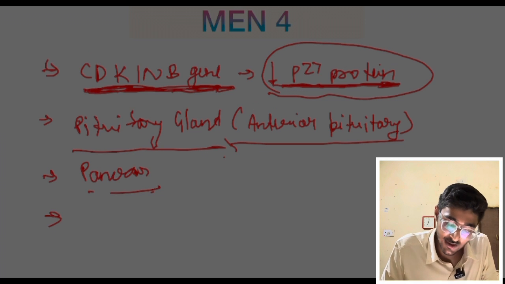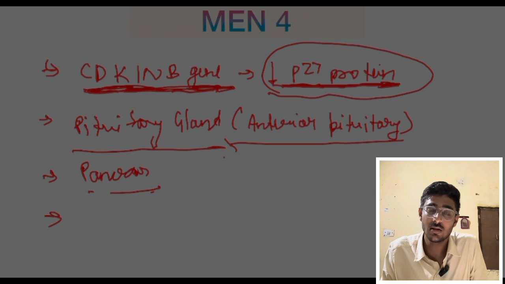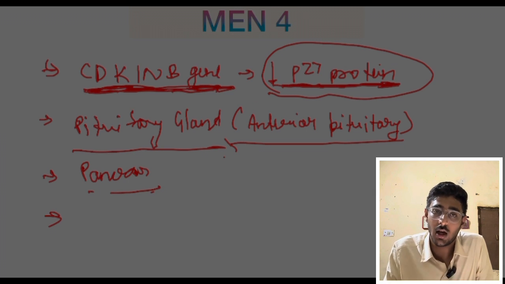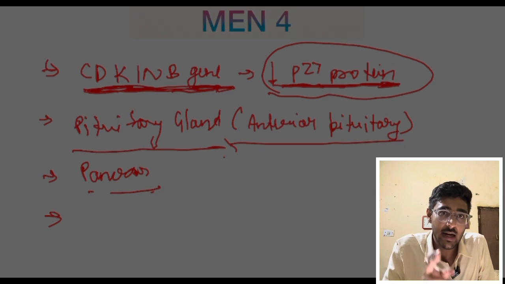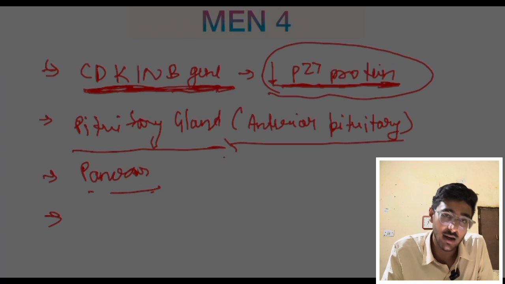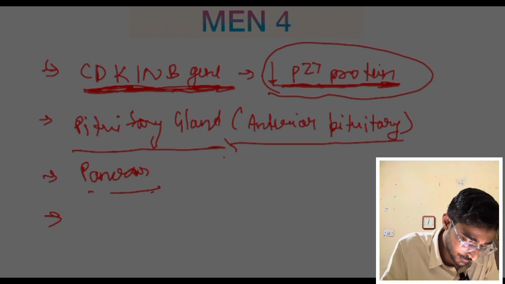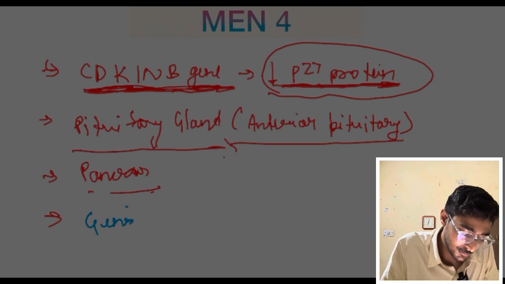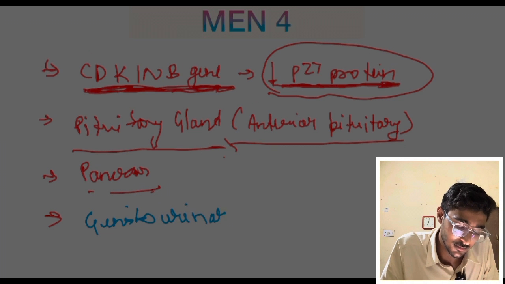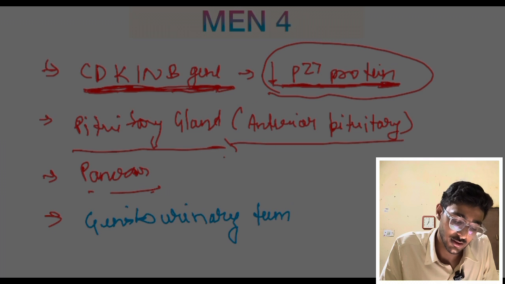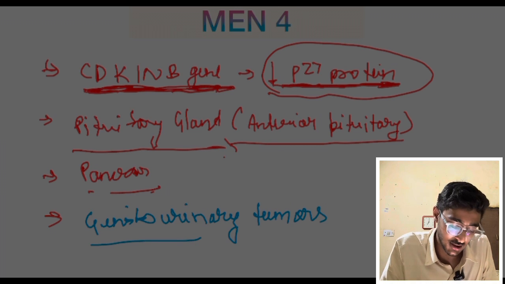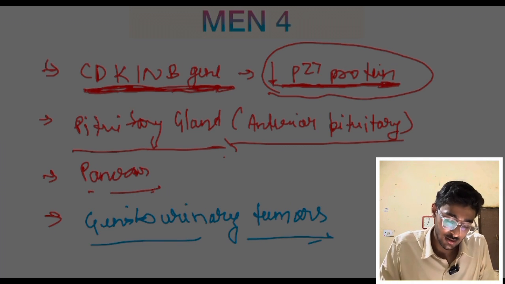And the special thing about MEN 4 syndrome, which we have not learned in any of the MEN syndromes, in MEN 1, MEN 2A and MEN 2B, is the genital tumors. Okay, guys, genitourinary tumors are seen in MEN 4 syndrome. This is an important point to remember. Genitourinary tumors, yes, they are seen in MEN 4 syndrome.